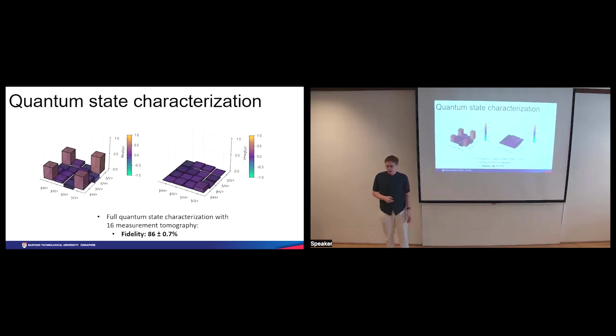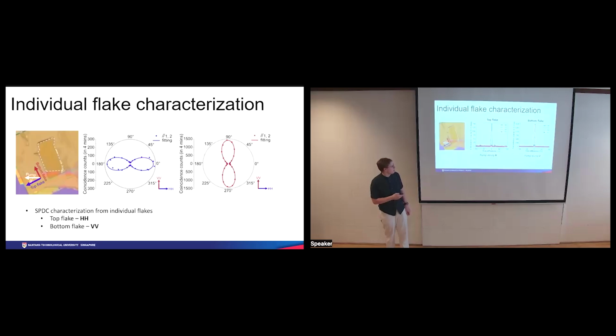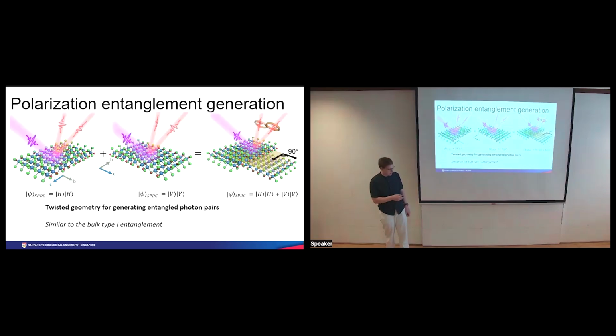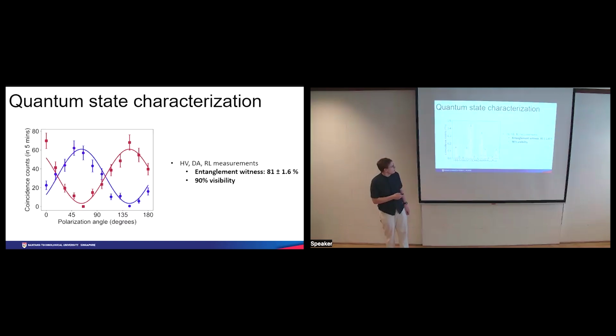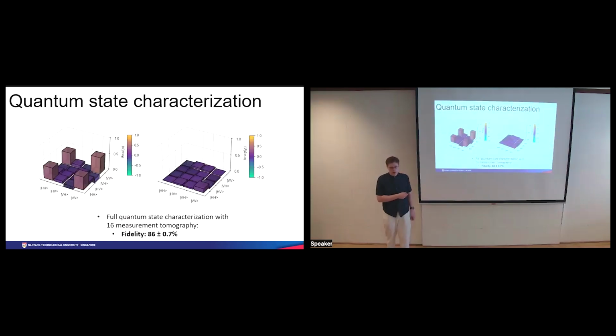And lastly, we also measure the full quantum state tomography for this sample. We can see that even in this one, the density matrix that we get does correspond to the entangled state which we expect, HH plus VV. So this is what we did for this one.